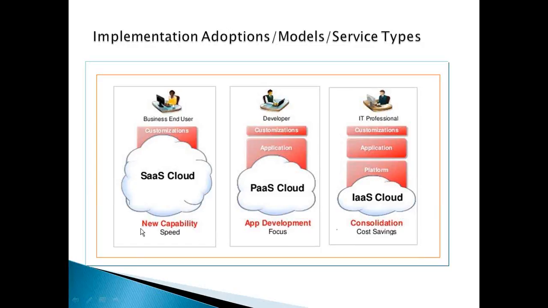Business end users means, if you go with a SaaS model, it's all about using the application. The other side you have to understand is who will implement and who will be using. That is the point when you talk about the SaaS model. And the other model is PaaS. In the PaaS model, you will have access to the application.